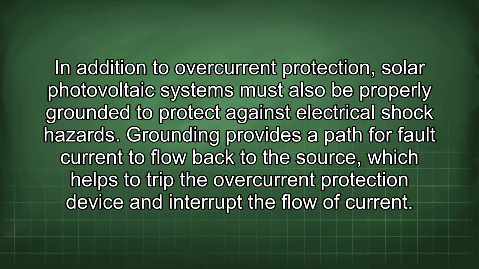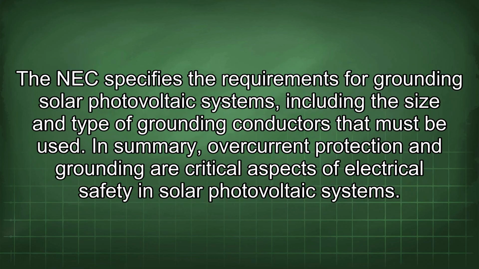Grounding provides a path for fault current to flow back to the source, which helps to trip the overcurrent protection device and interrupt the flow of current. The NEC specifies the requirements for grounding solar photovoltaic systems, including the size and type of grounding conductors that must be used. In summary, overcurrent protection and grounding are critical aspects of electrical safety in solar photovoltaic systems.